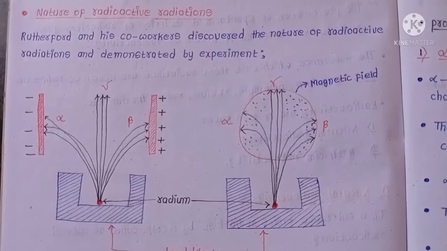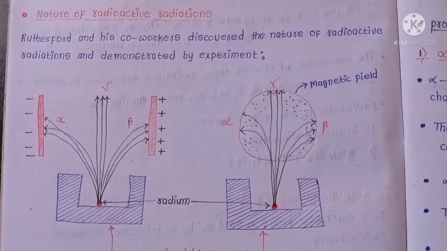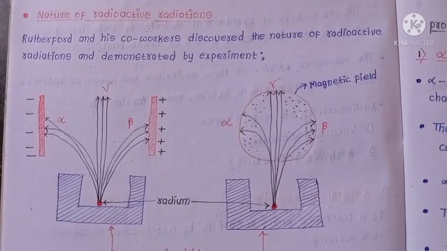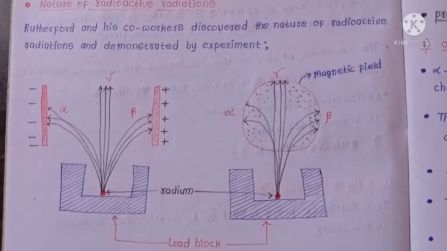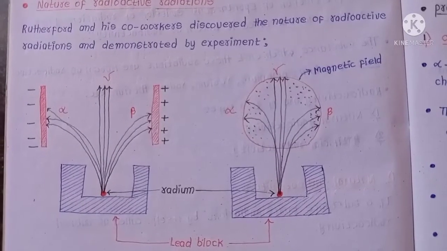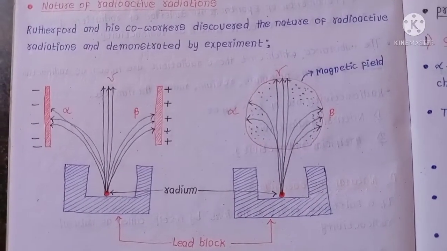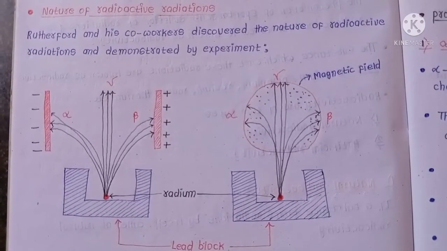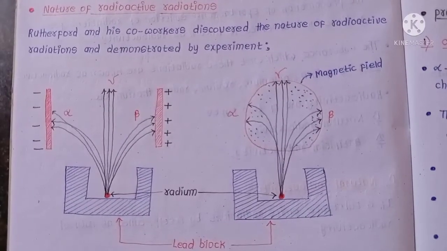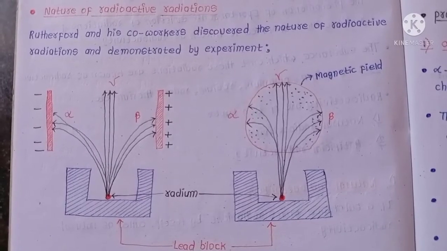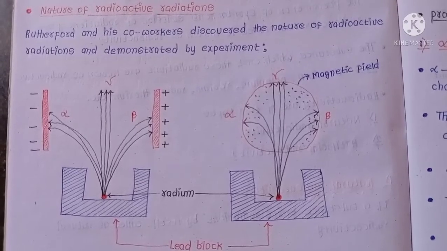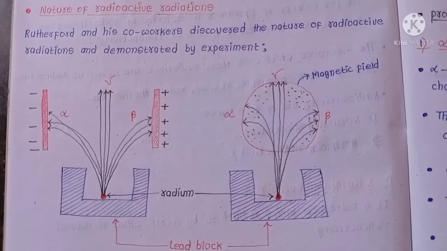Next one is the nature of radioactive radiation. Rutherford and his co-workers discovered the nature of radioactive radiation and demonstrated the experiment. This experiment consists of a lead block. In the given diagram we can observe that there are two lead blocks. In the lead block, a small drill hole is made, and in this small opening the radioactive substance is placed, shown by a small red dot.